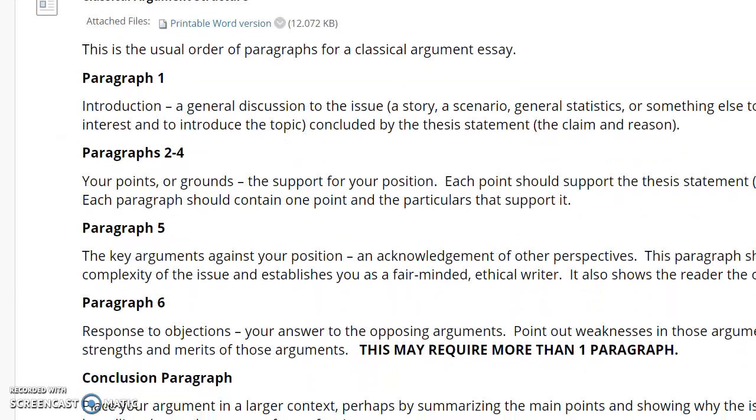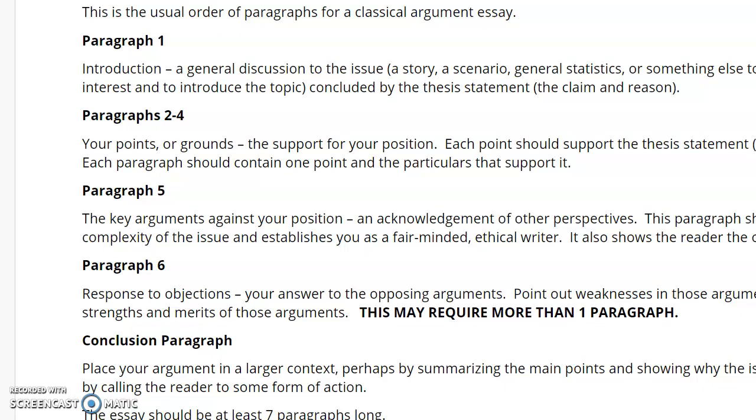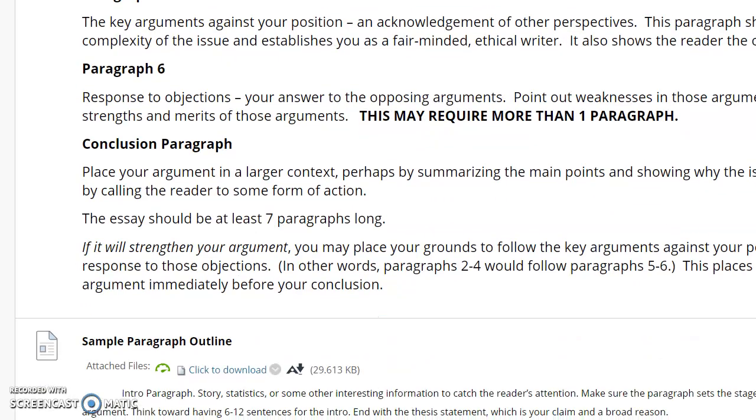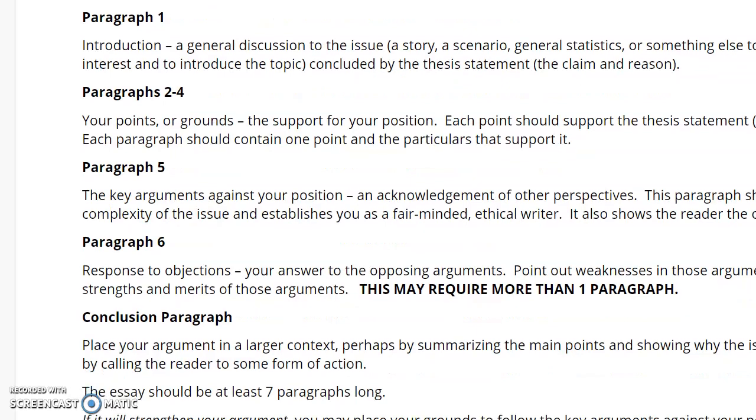And then you structure your paper in this way. This is the usual order. And the reason I say the usual order is that in the last paragraph, I provide an alternative order. So you always begin the paper with an introduction, which would be a general discussion of the issue by taking one of these approaches. Maybe telling a story, providing a scenario, giving some general statistics, or something else, trying to catch the reader's attention and just introduce your topic. And you conclude that opening paragraph with your thesis statement, your claim and your reason.